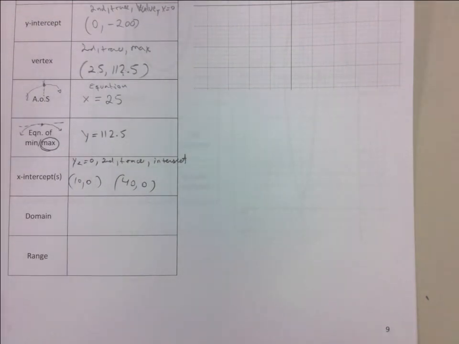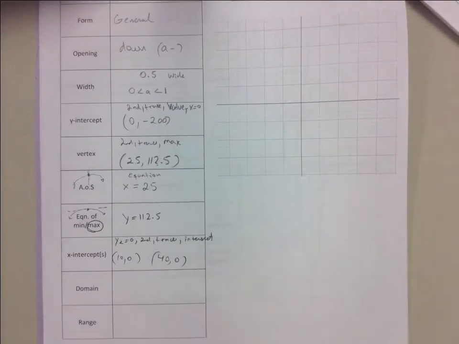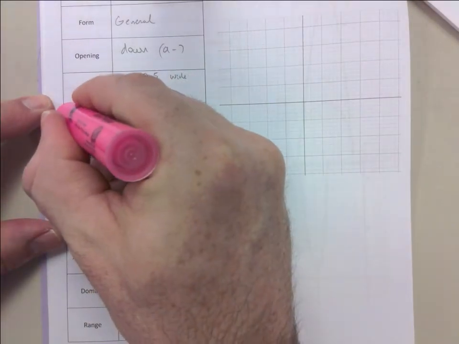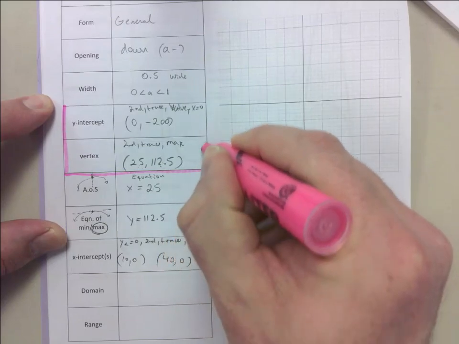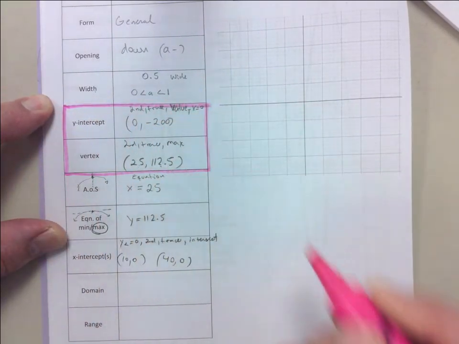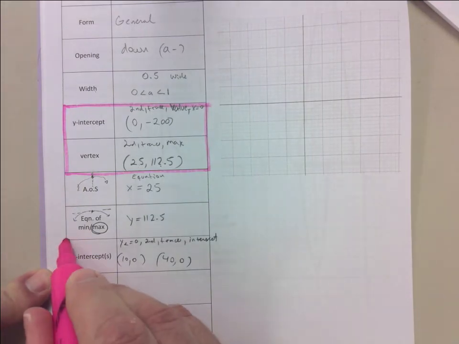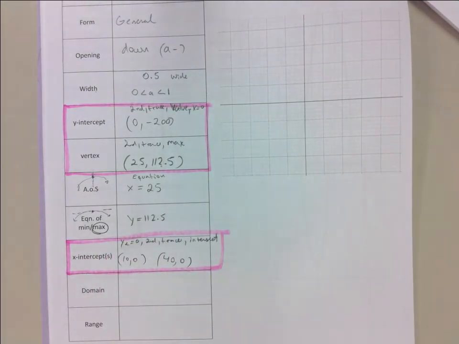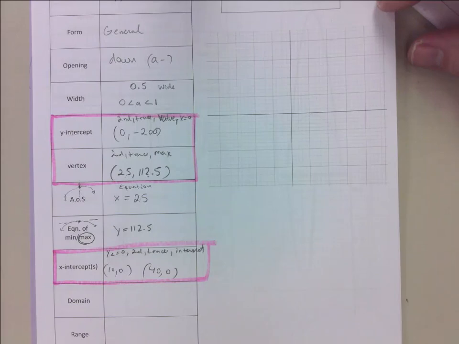Okay? So this is the new part I want you to be able to do. Once you find these, these are the most important points, let's highlight them. If you didn't highlight it, now is the time. I would say the vertex and the y-intercept, as well as the x-intercept, or intercepts. Those 3 points are a must. They have to show up on your graph.